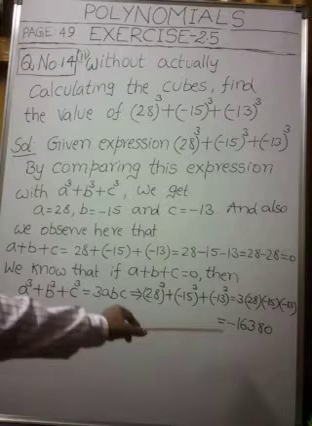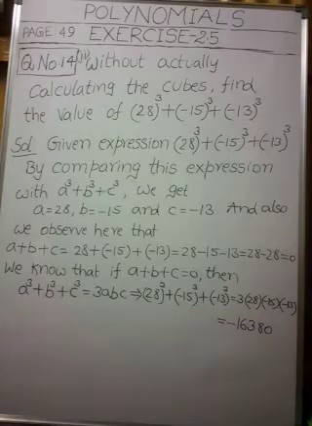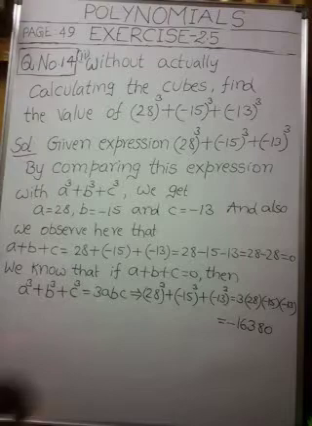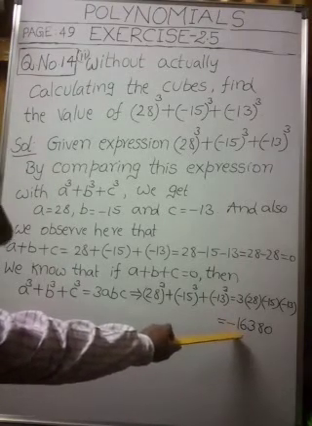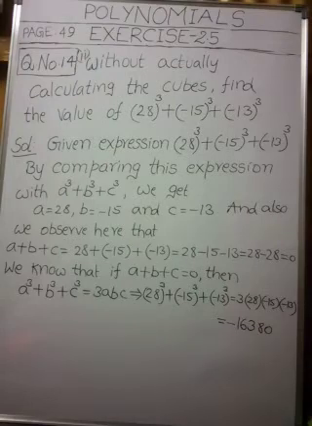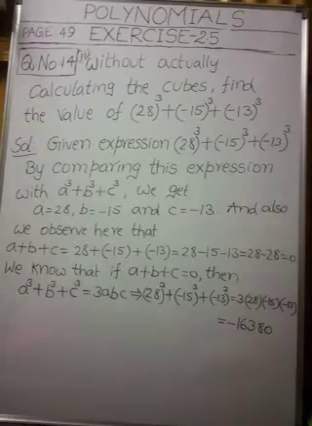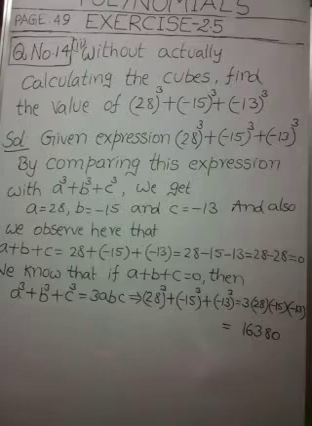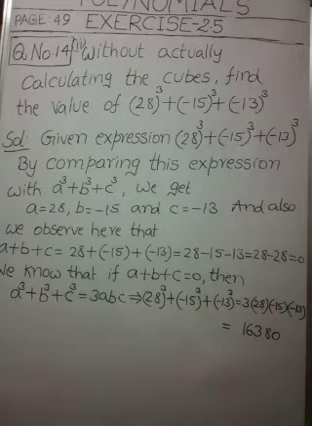Right. Now by multiplying these three numbers, what will you get? Minus 16,380. Understood, my dear children? Right. So finally what will you get here? 3 into 28 into minus 15 into minus 13. Finally positive number, so 16,380. It is the value of the given expression. Okay, my dear children? Right.